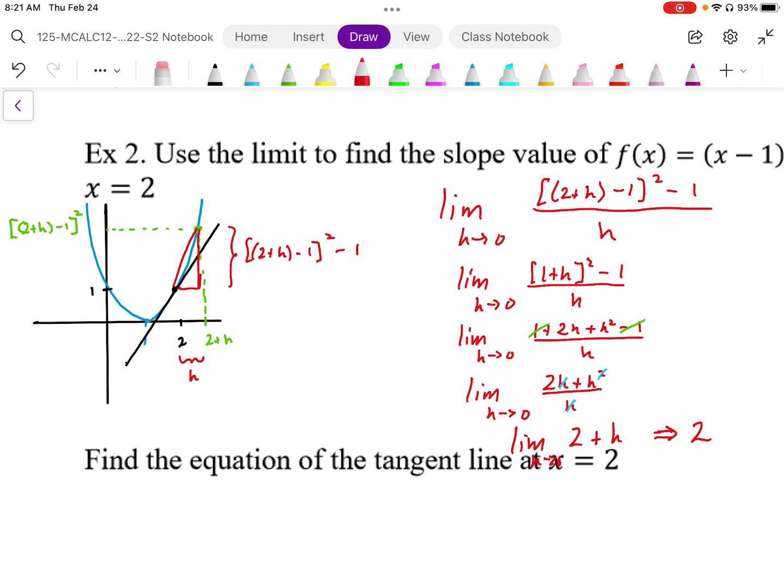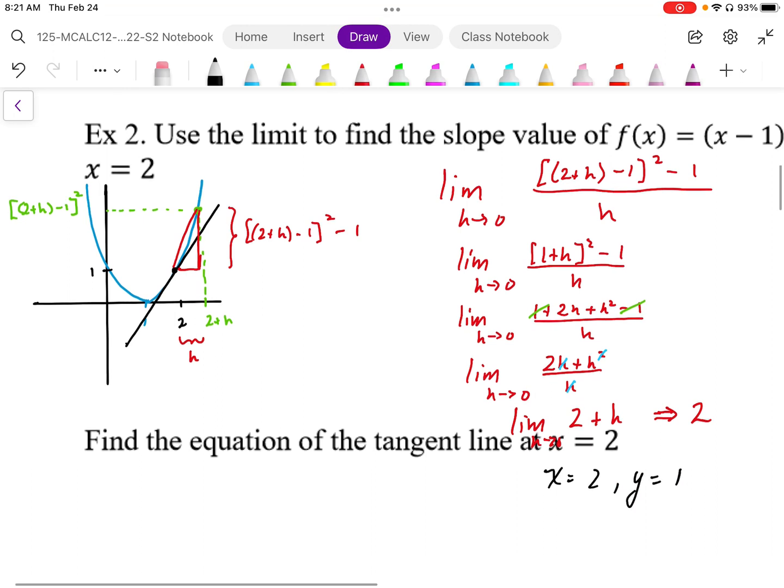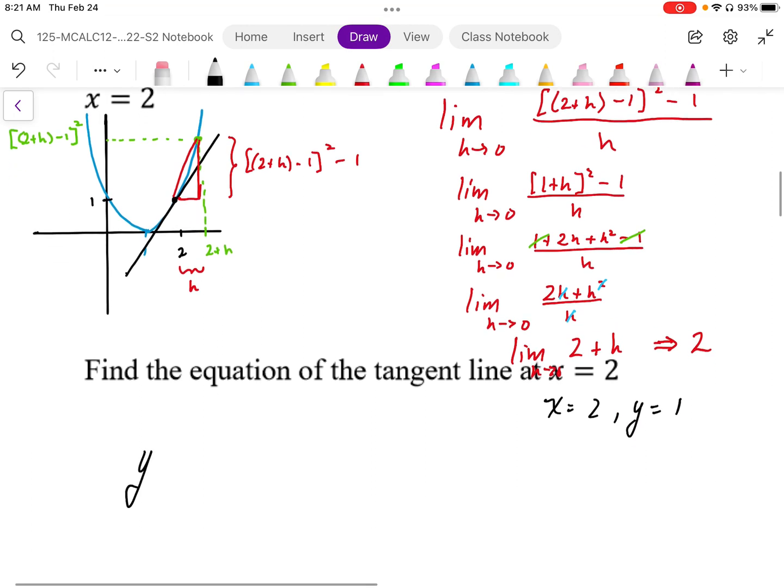So the second part of this question asks us to find the equation of the tangent line at x equals 2. So at x equals 2, y equals 1. So then using the point slope form, we end up with y minus y1, where y1 is equal to 1, equals our slope times (x minus 2).